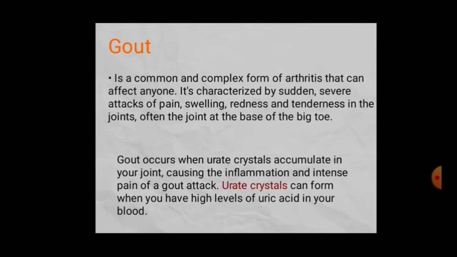Gout. It is a common and complex form of arthritis that can affect anyone. It's characterized by sudden severe attacks of pain, swelling, redness, and tenderness in the joint, often the joint at the base of the big toe. Gout occurs when uric acid crystals accumulate in your joint, causing the inflammation and intense pain of a gout attack. Uric acid crystals can form when you have high levels of uric acid in your blood.